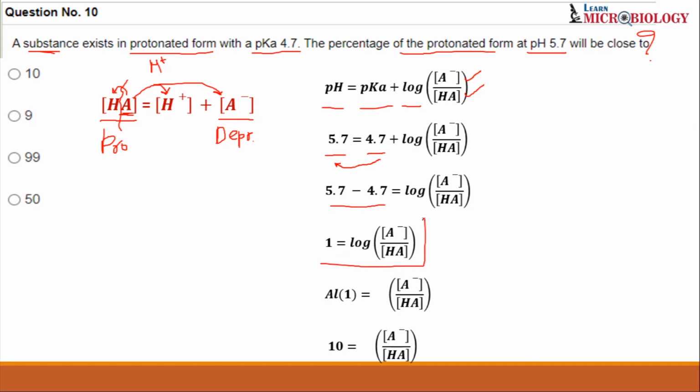So now we have got this particular equation. Now we know here it is log of concentration of A minus and HA. So we will have to remove this log, take it to the other side, and now we have to take the antilog of 1. And when we take antilog of 1, it is nothing but 10. So now we have got that the concentration of A minus divided by the concentration of HA is nothing but 10. Now, how to find antilog?